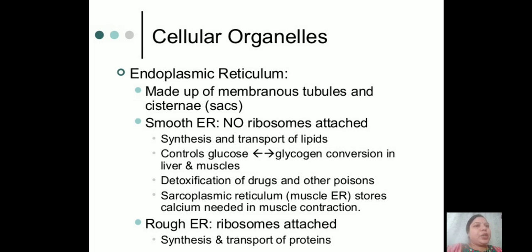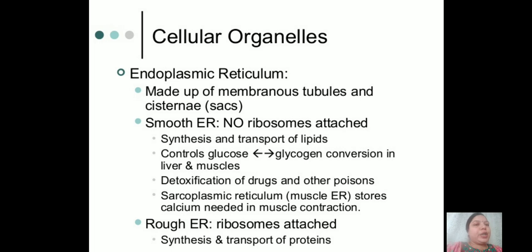Smooth endoplasmic reticulum helps in the synthesis and transport of lipid molecules. It also controls glucose and glycogen conversion inside the liver and muscles. It helps in detoxification of drugs and other poisons. Sarcoplasmic reticulum, like a muscular endoplasmic reticulum, stores the calcium needed in muscular contraction.